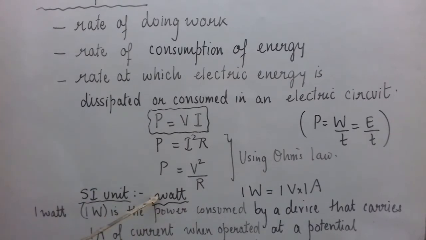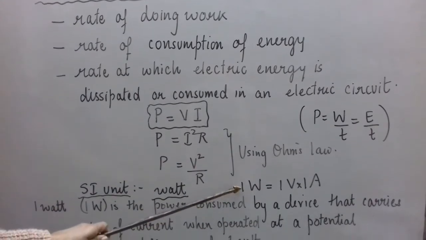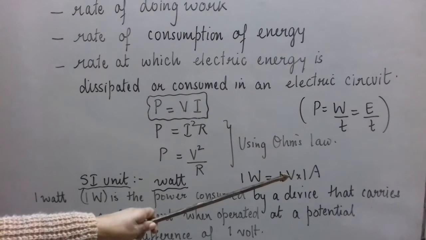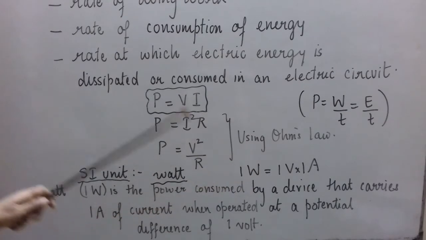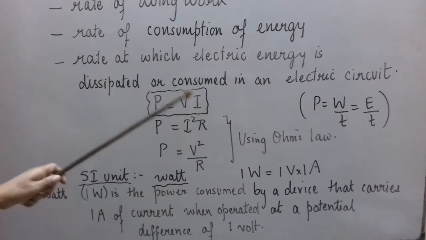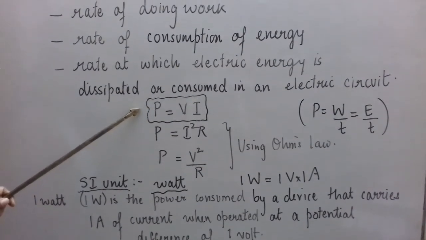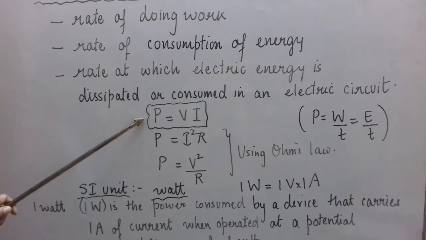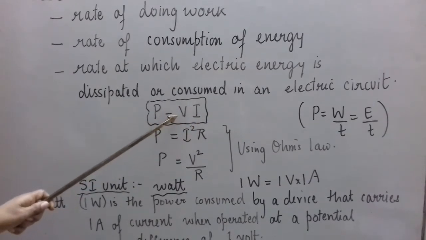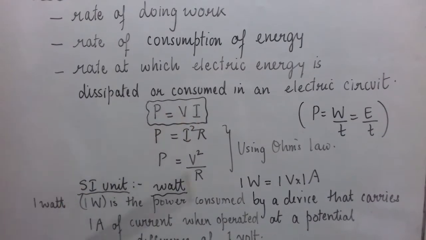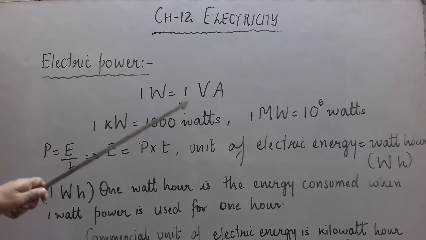Okay. Now, how will you define this watt? By using this expression. 1 watt is the power consumed by a device that carries 1 ampere of current when operated at a potential difference of 1 volt. It means in this expression, when I is 1 ampere, V is 1 volt, then power of the device is 1 watt. So you can write this in your own words also, that power of an electric device is 1 watt when 1 ampere current flows through it, when the potential difference applied across it is 1 volt. So 1 watt is 1 volt ampere.